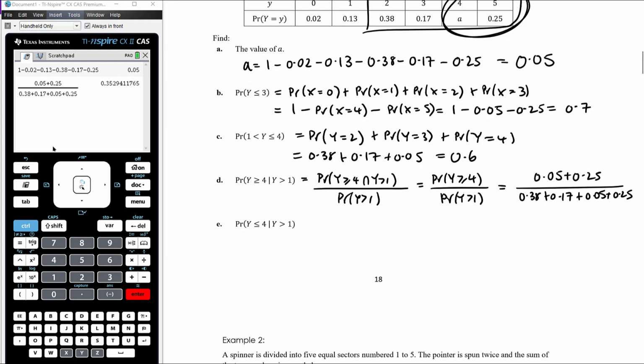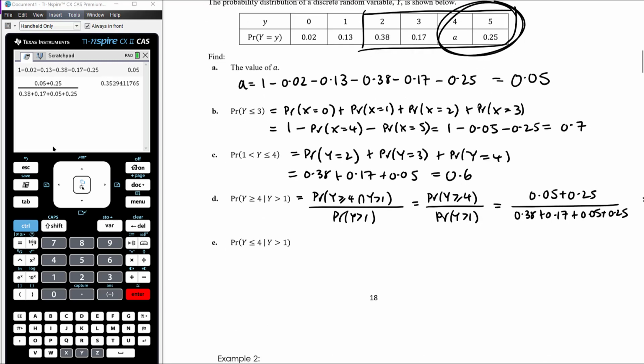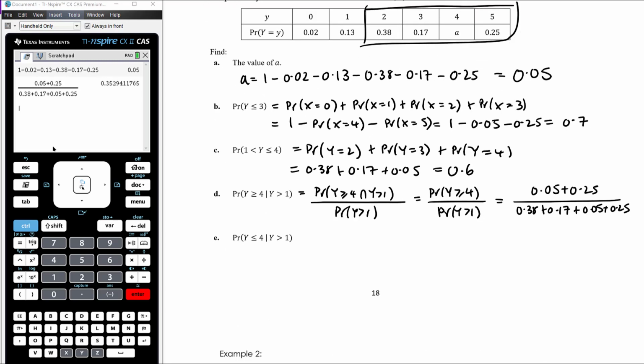Okay, and then the second question, find the probability that y is less than or equal to 4 given that y is bigger than 1. So still the same condition, y is bigger than 1. So we're still out of the 2, 3, 4 or 5, sorry. This time we want the probability that y is less than or equal to 4. And so that should be less than or equal to 4 will be those 4 things there.